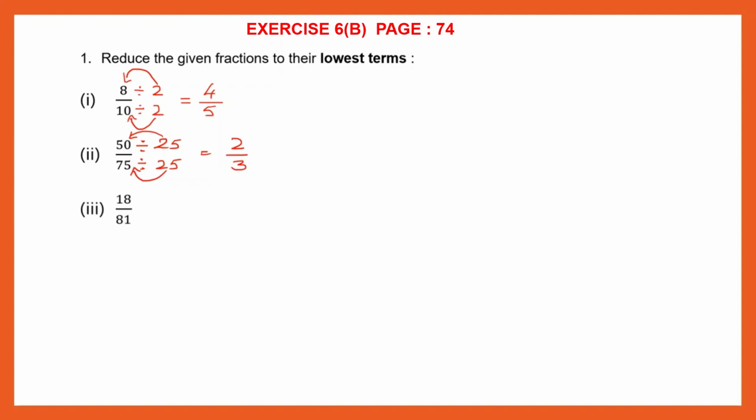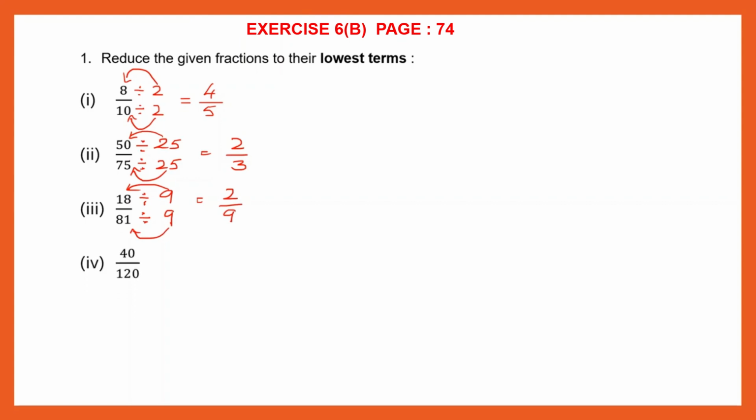Question 3. Let's divide 18 and 81 by the number 9. 9 can divide both. So 9 2s are 18 and 9 9s are 81. So the lowest term is 2 by 9.